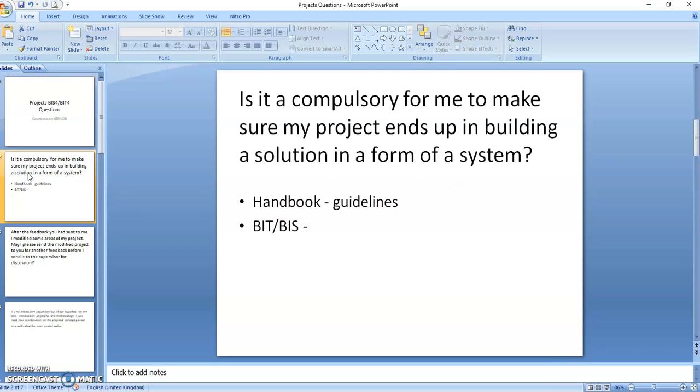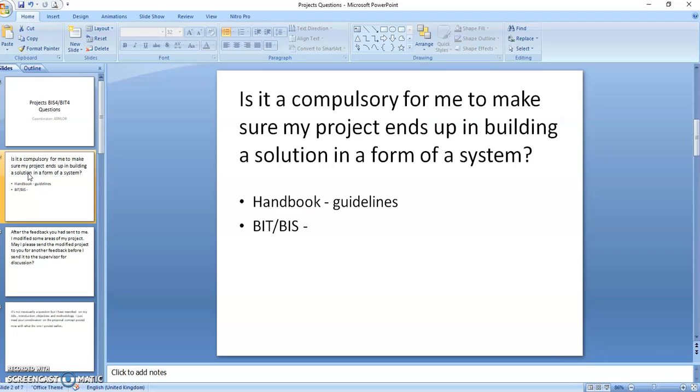The first question: is it compulsory for me to make sure that my project ends up in building a solution in form of a system? Whoever asked this question did not read the handbook, so I suggest that you go and look at the guidelines that I have mentioned in there. If you are not clear about what I wrote, then you can ask me a specific question.